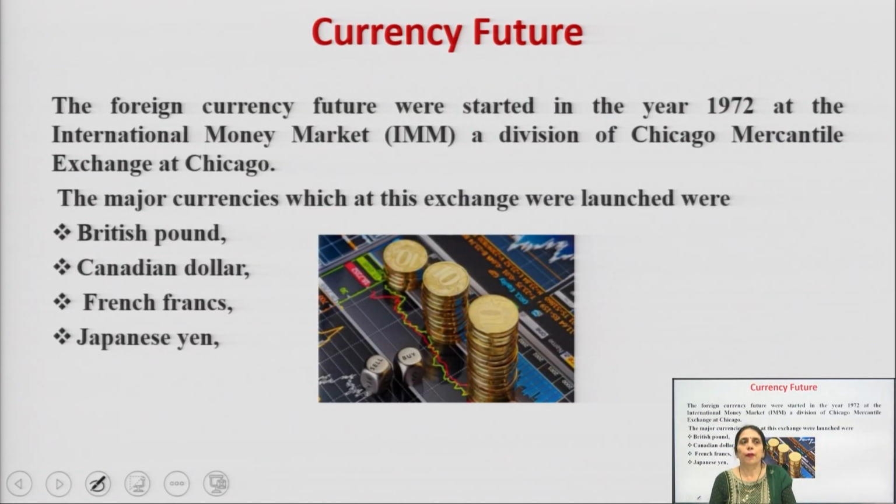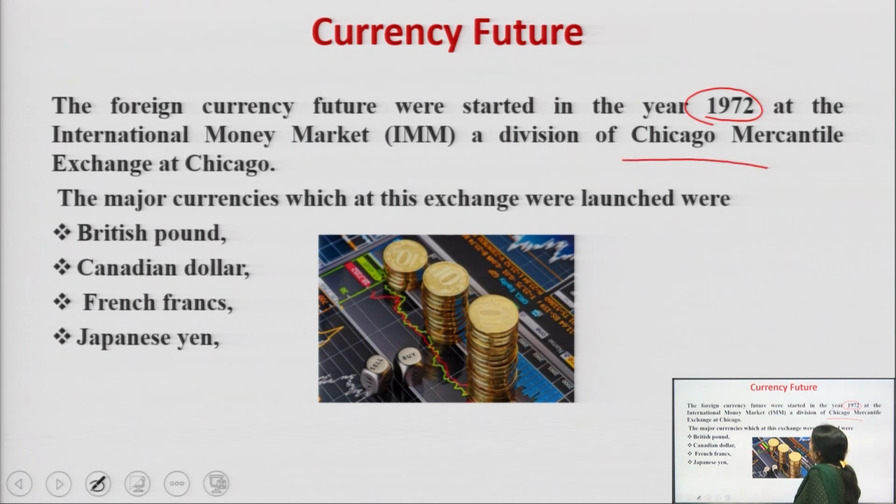Currency future contracts actually started in the year 1972 at the International Monetary Market, which is a division of the Chicago Mercantile Exchange at Chicago. The major currencies launched at this exchange were the British pound, Canadian dollar, French franc and Japanese yen.